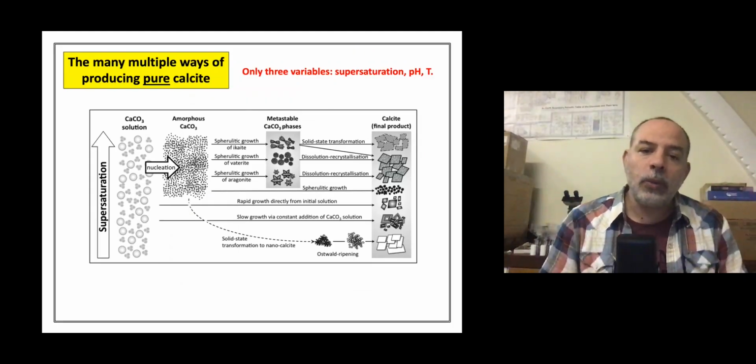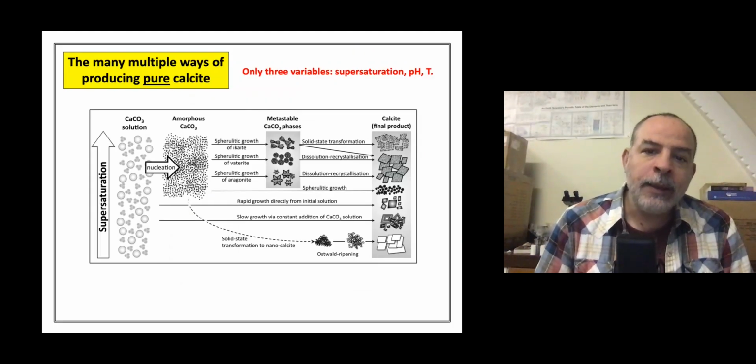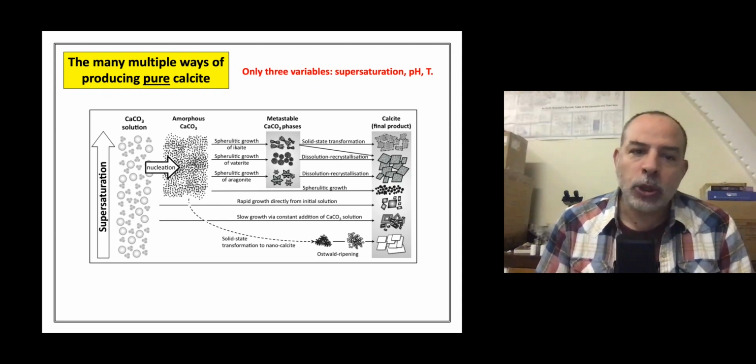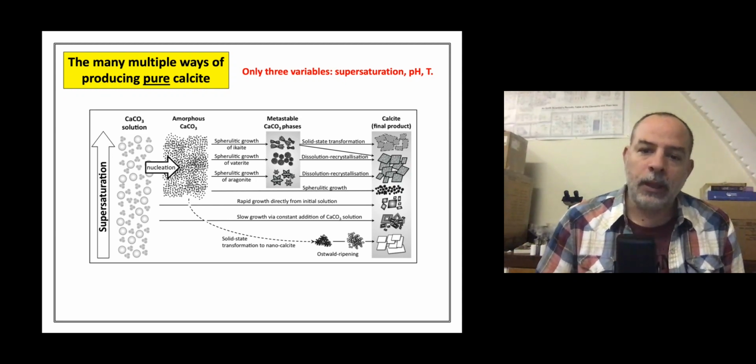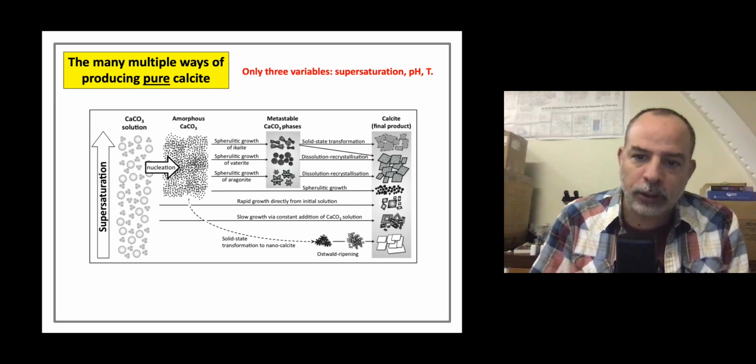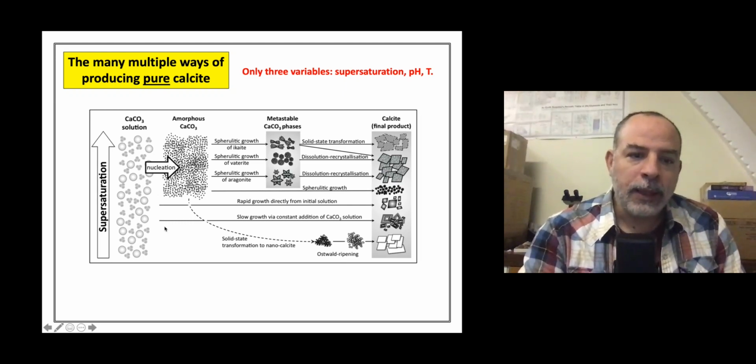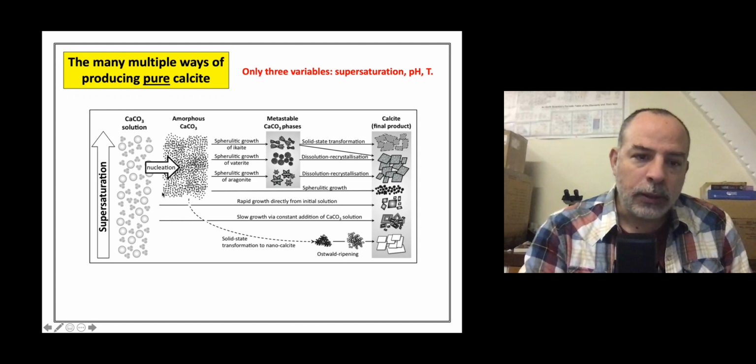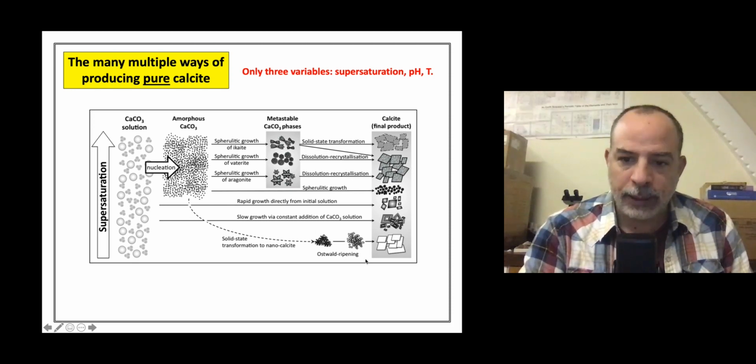Here I'm showing you a diagram summarizing the multiple ways of producing pure calcite. This is based on laboratory research. And here what you can see is a supersaturated calcium carbonate solution, and we go from lower to higher supersaturation, and at the end we produce calcite.